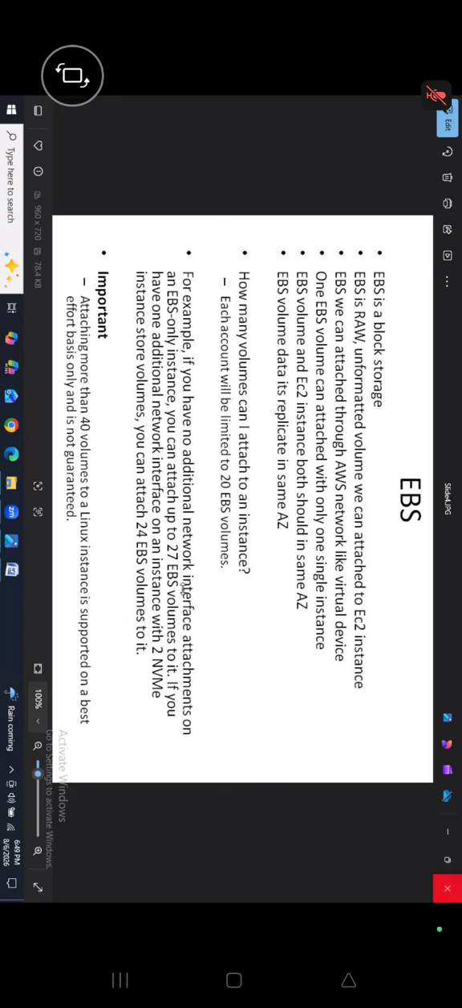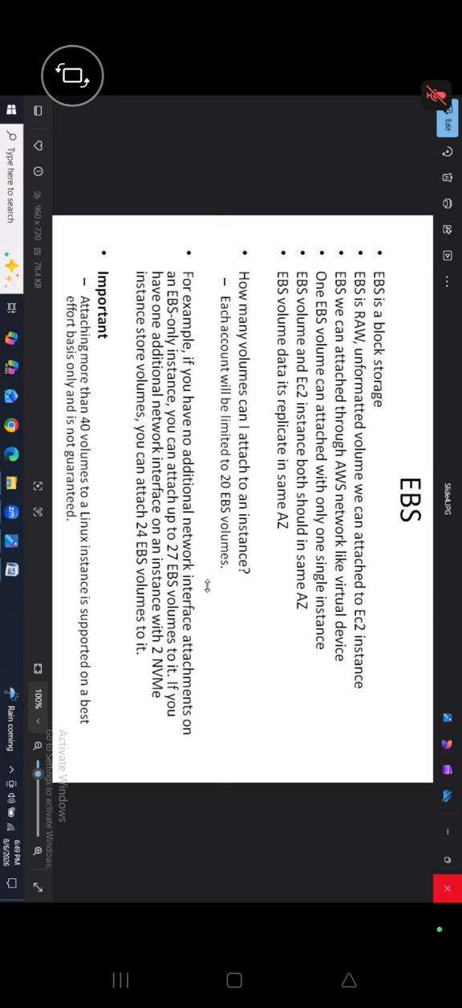With no additional network interface attachment on an EBS-only instance, you can attach up to 27 EBS volumes by default. If we have one additional network interface, one additional NIC card, on the instance with NVMe we can attach more.